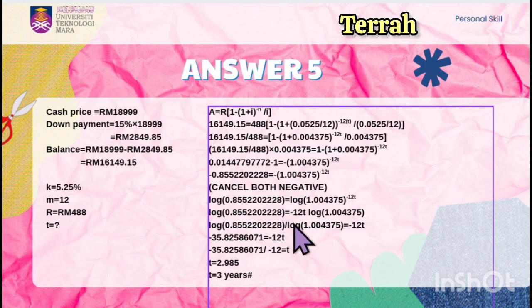Okay, after that we will drag this log 1.004375 here, and it will get divided by log 0.855220228. Okay, after we divide it, we can get the answer negative 35.825866071 equal to negative 12t. So the negative 12 will be divided here, and we get that t is 2.985, and it will become 3, and the answer for this question will be 3 years.